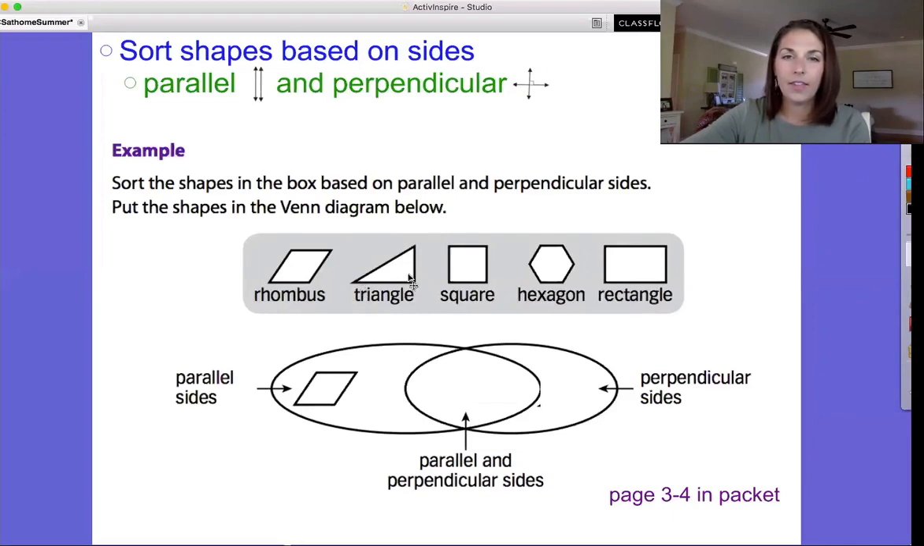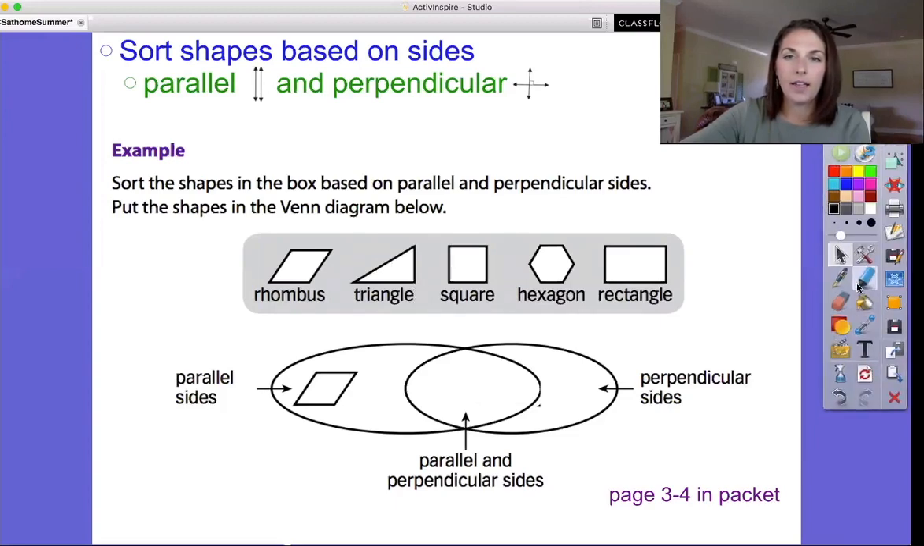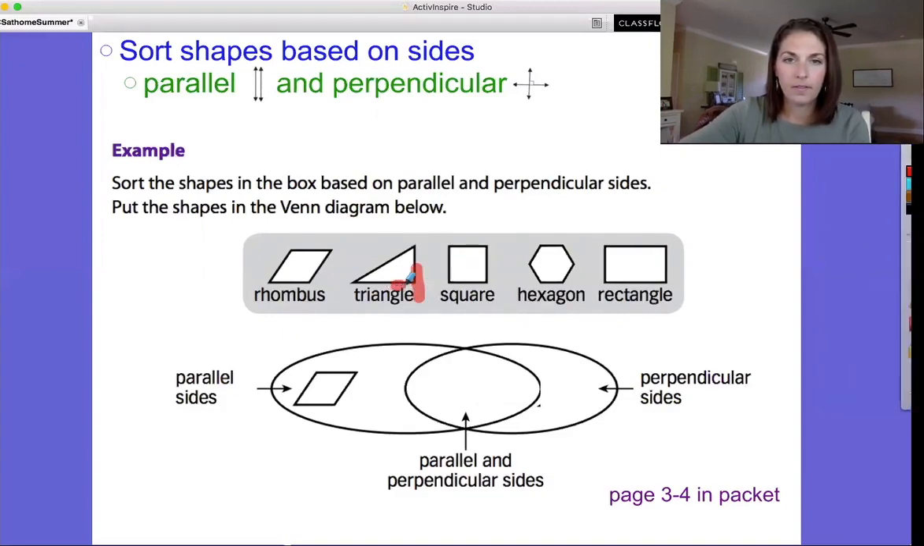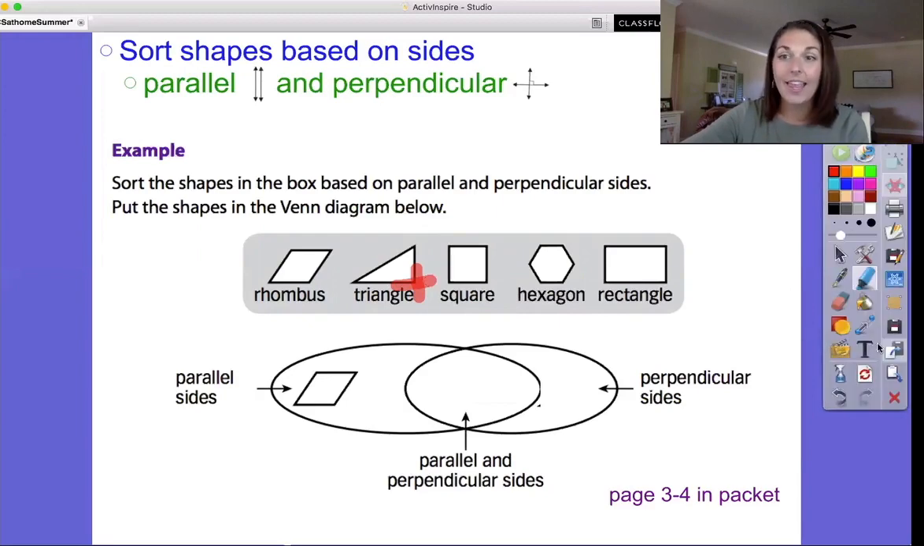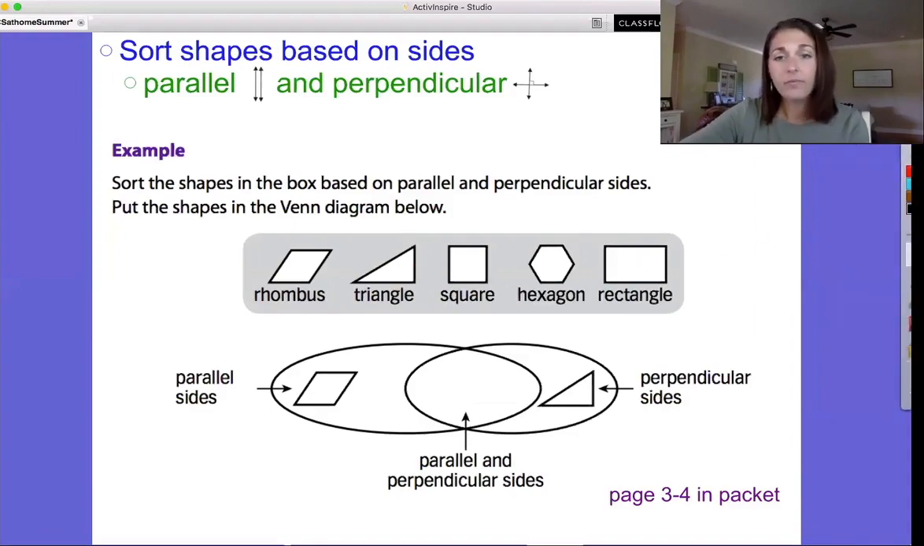And same with these 2 sides. Let's look here at this corner. If I extended these 2 sides, would I form that perfect right angle? Would I form those perfect right angles? Yes, so I can say that this triangle has perpendicular sides. So I'm going to place it here in this piece of my organizer.